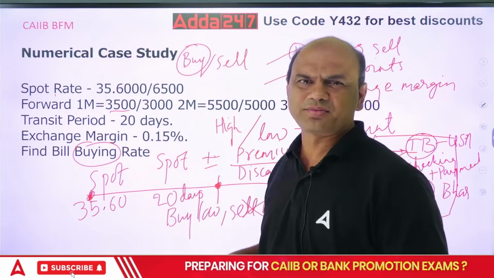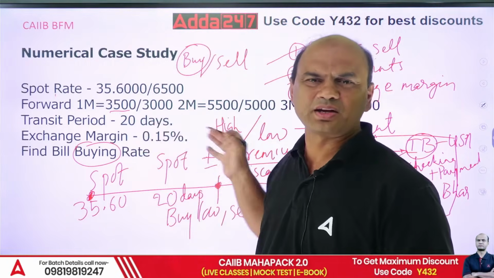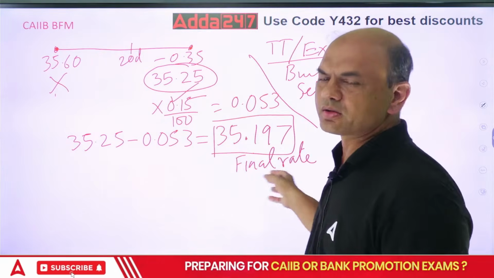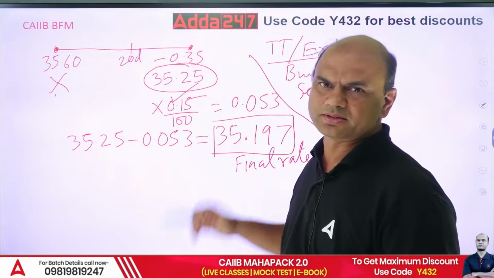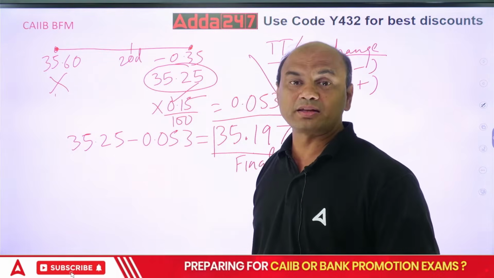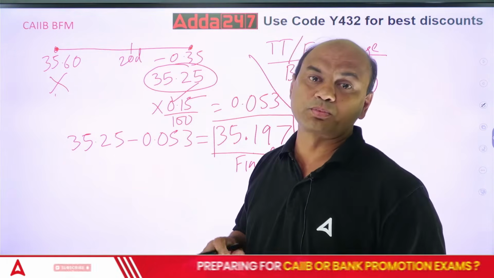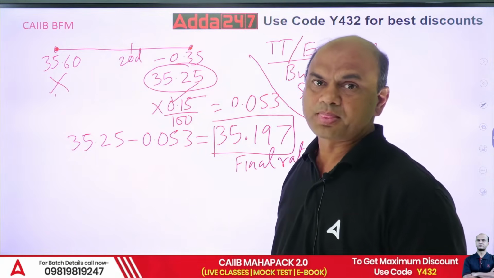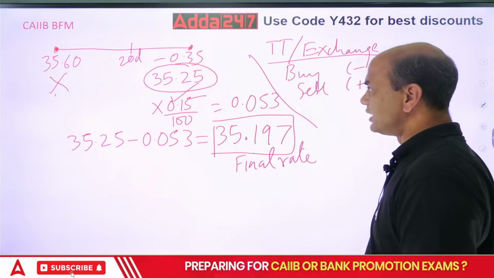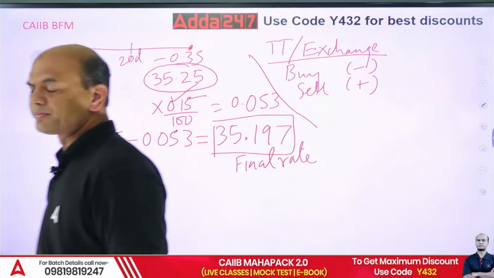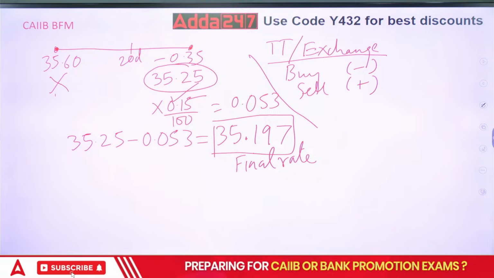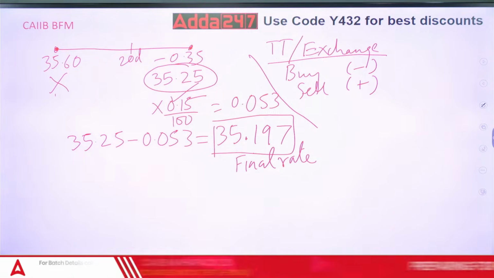So just multiply it. Suppose it's given as $1 lakh, so 1 lakh into whatever that rate is: 1 lakh into 35.197. You are buying the dollars, so this much in rupees will be given to that customer. Whenever you buy the dollars, you give rupees to that customer. Got it? Clear? This numerical comes for 5 marks. Very, very, very important numerical.